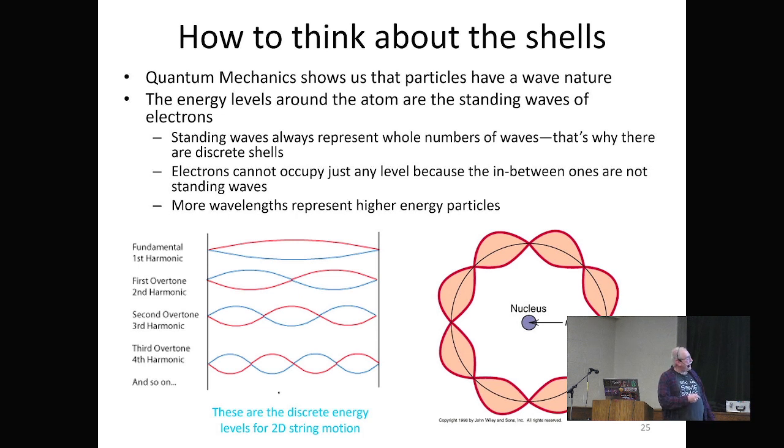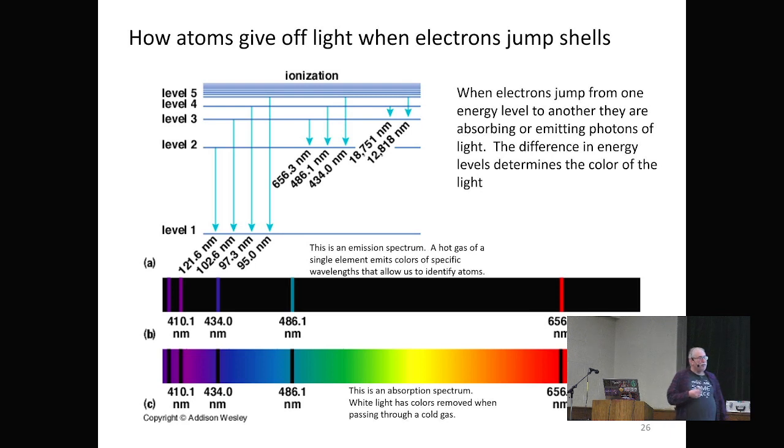And that's because electrons act like waves. The electrons around the nucleus are standing waves, and standing waves come in discrete harmonics. They're not standing waves in between these harmonics. So that's where these energy shells come from, the fact that electrons can only exist at certain energies around the atom. Well, this is where spectroscopy comes from.